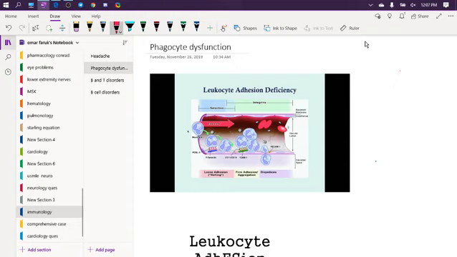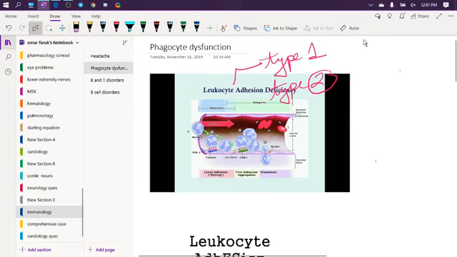Now I would like to talk about immunodeficiency. It starts with phagocyte dysfunction. This is the picture of leukocyte adhesion deficiency, and leukocyte adhesion deficiency is of two types, type 1 and type 2. Type 1 is very high yield. In type 1 there is impaired migration and chemotaxis.